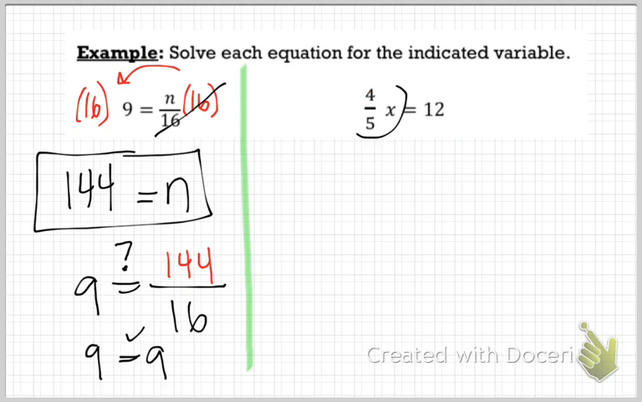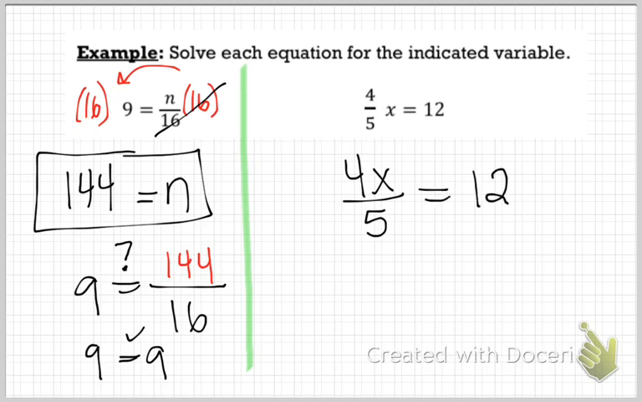In the third method, I'm going to rewrite this part here, 4 over 5 times x. So that means 4x over 5 is equal to 12. Okay. So here is our variable. There's two things in the way, 4, 5. What do we get rid of first? Well, let's get rid of fractions. Nobody likes a fraction, so get rid of the fraction first.